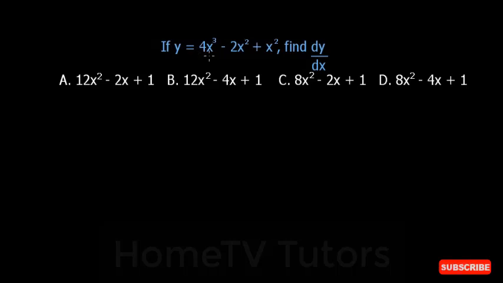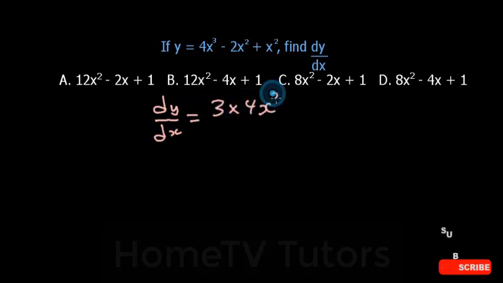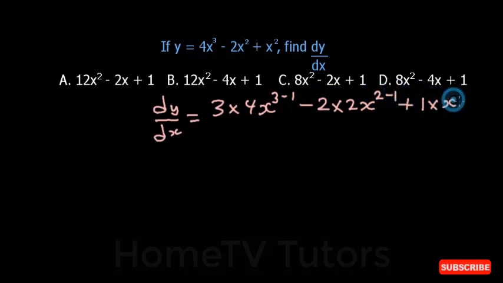If y equals 4x raised to power 3 minus 2x raised to power 2 plus x raised to power 2, find dy/dx. The dy/dx is equal to 3 times 4x raised to power 3 minus 1, minus 2 times 2x raised to power 2 minus 1, plus 1 times x raised to power 1 minus 1.